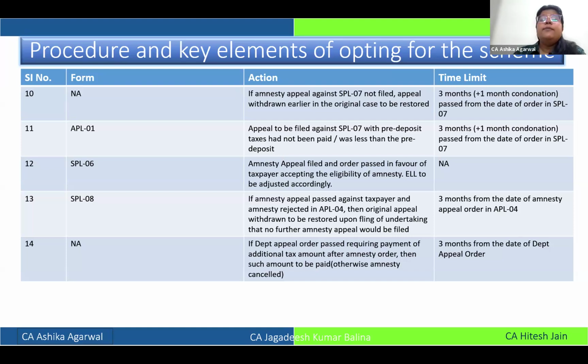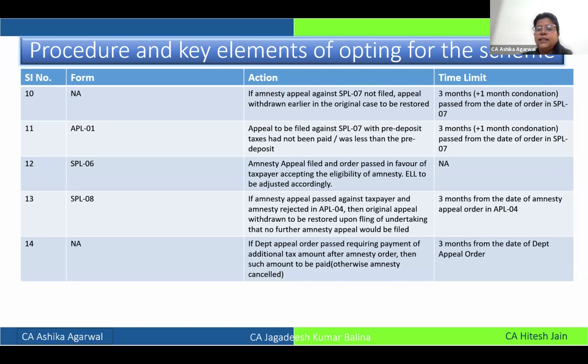Now this scheme also comes with conditions. They say you have to make sure you pay the full amount of tax payable before 31st March 2025. So you have to pay the full amount which is determined as per the notice and order. Then only you can apply for the scheme. So you have to pay it.